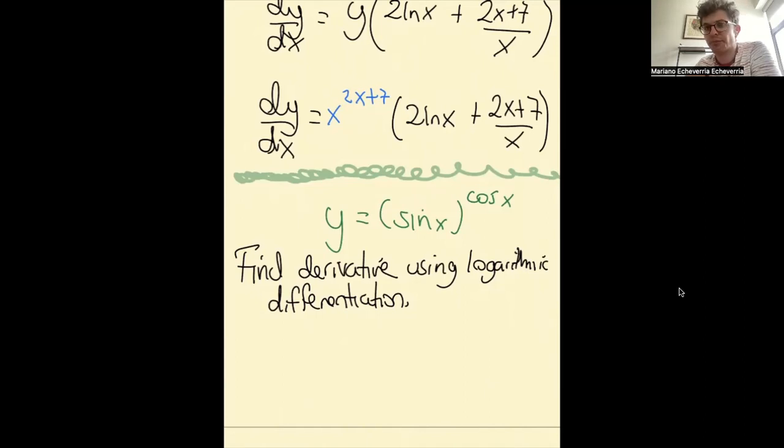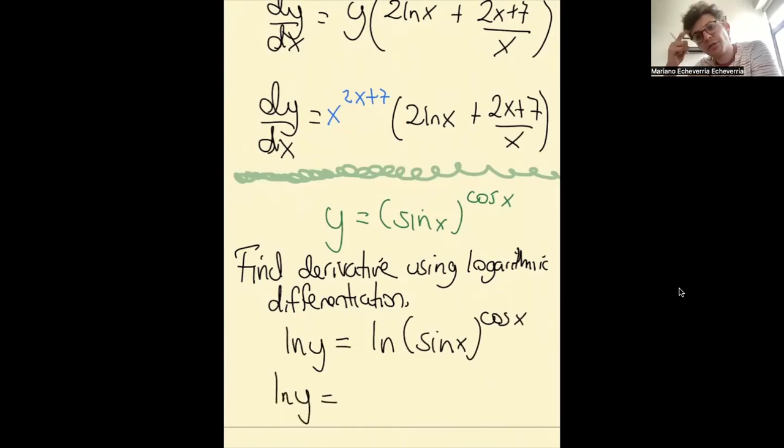So again, let's do the same thing as all the other problems. You take ln on both sides. So you put ln of y equals ln of sine of x to the cosine of x. Okay? Nothing can be done to the left-hand side. And to the right-hand side, you use the properties of log to bring the exponent down. So the exponent in this case is cosine of x, so you get cosine of x times ln of sine of x. Is that making sense?